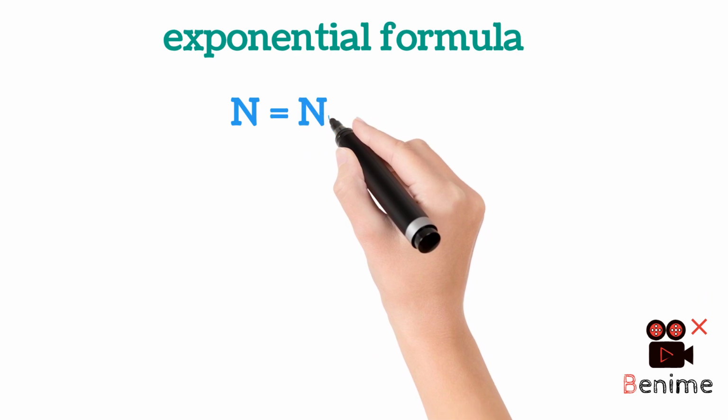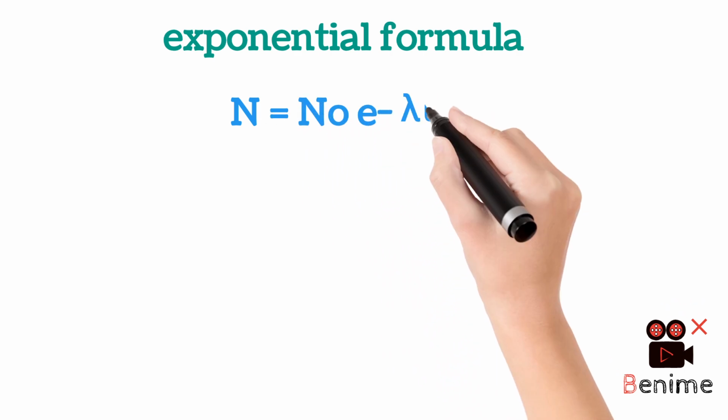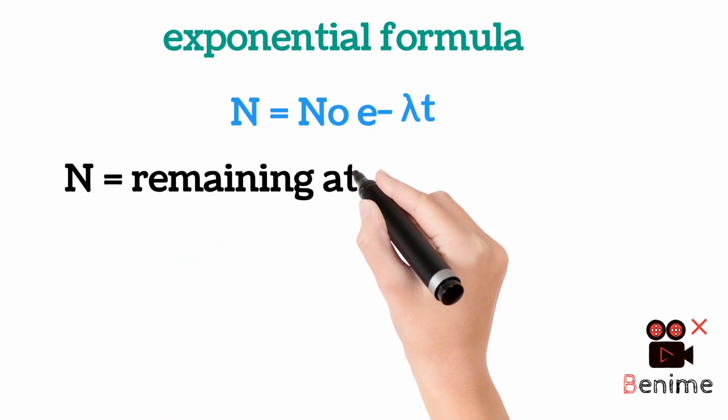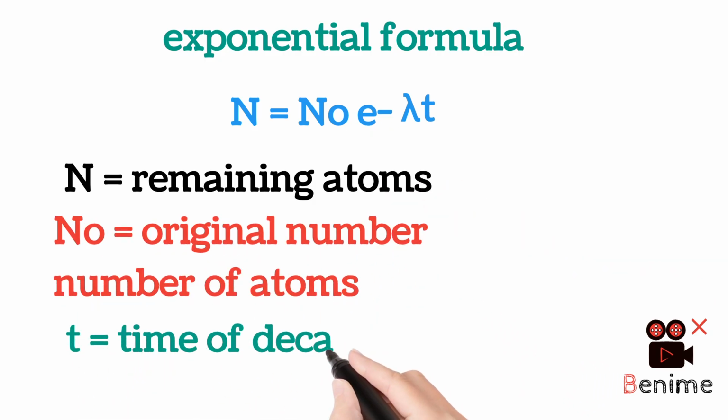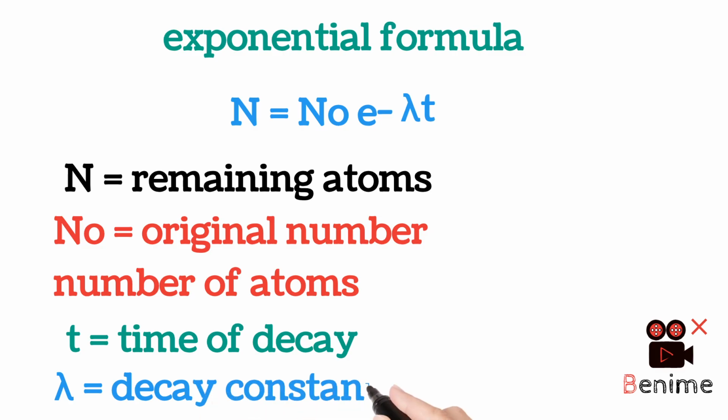When half-life is time-dependent, we use an exponential formula to calculate, which is given as N equals N0 times exponential of minus lambda t.